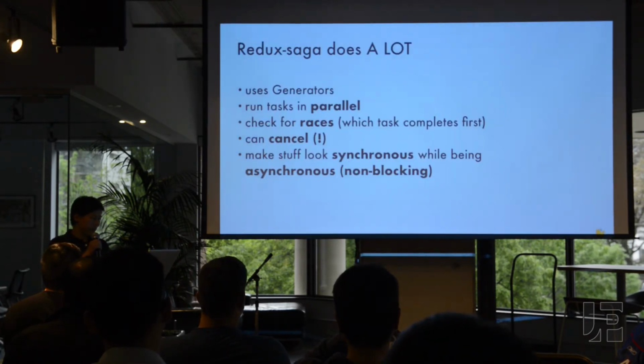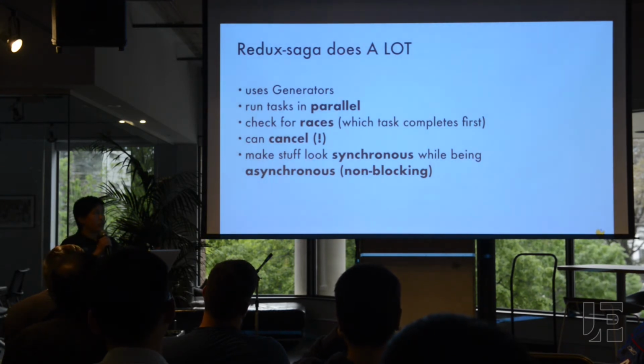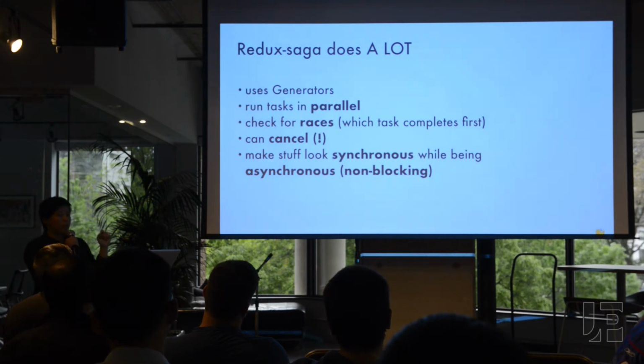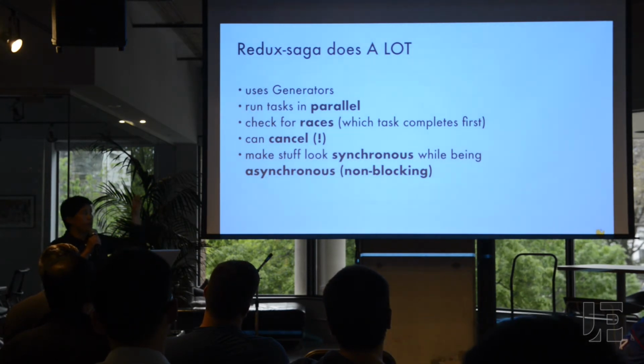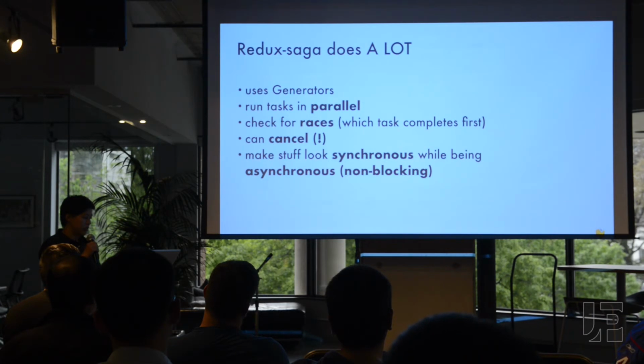Next, I'm going to talk about Redux Saga. Redux Saga is just generators under the hood. So they have all the benefits of generators I just mentioned. You can run stuff in parallel, you can handle races, you can cancel if you need to, but also you get the benefits of stuff that looks synchronous even though it's working in an asynchronous fashion.